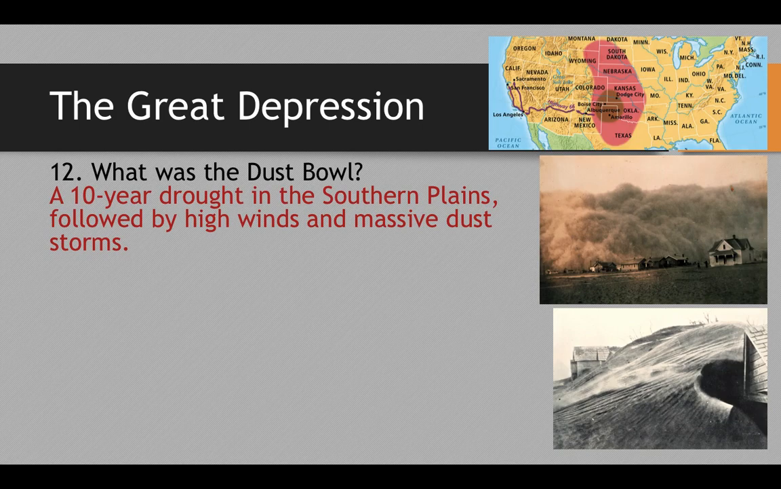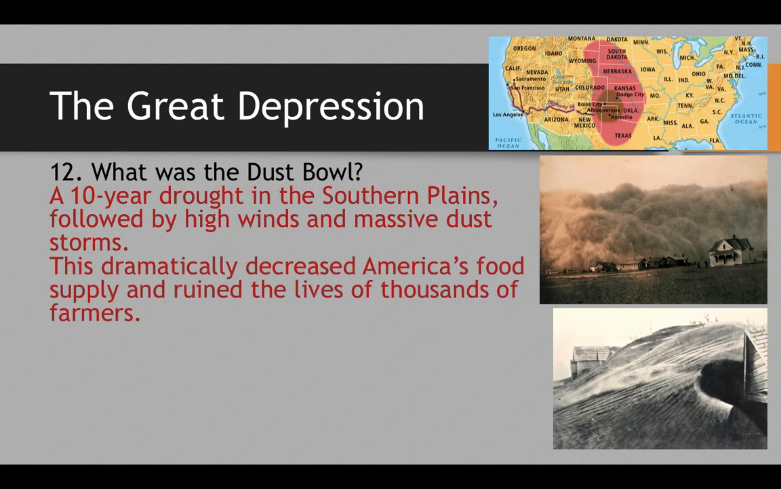And then, as if it weren't enough, it was followed by high winds and massive dust storms. Okay, so you have people's entire crops being blown away, and the seeds never got to grow because there was no rain. And this dramatically decreased America's food supply. Years worth of crops were just destroyed in the southern plains, which is one of the bread baskets of our country. A whole lot of our food is produced on the plains.